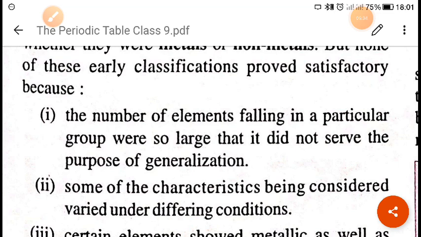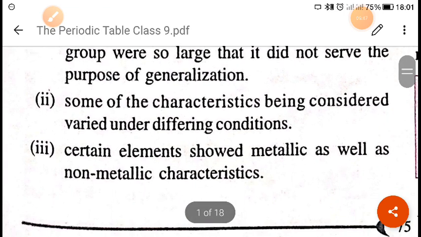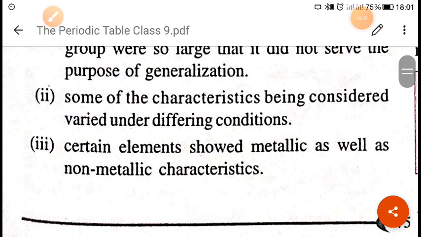Okay, now next is, some of the characteristics being considered varied with different conditions. Means some of the properties, like ductility, density and all, that property used to vary with the change in conditions. If the conditions are different, the properties will change. If we change the conditions, then the properties were changing, right?